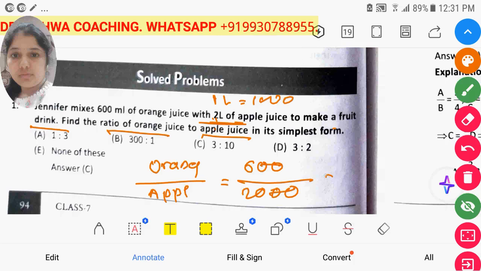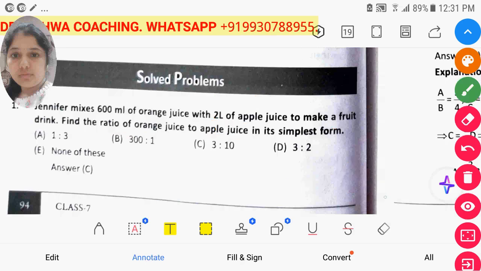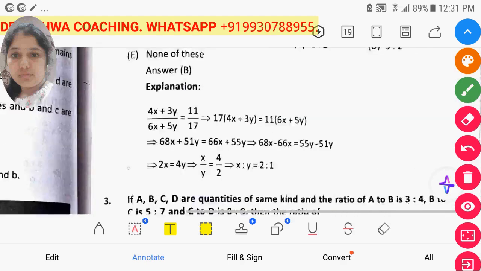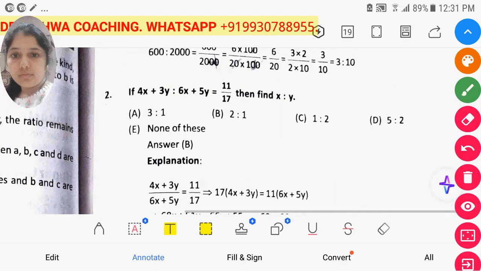So the ratio becomes 6 upon 20. Now both numbers can be divided by 2, so 3 by 10 is the answer. So this is the relation between orange juice and apple juice. It was a very simple one.